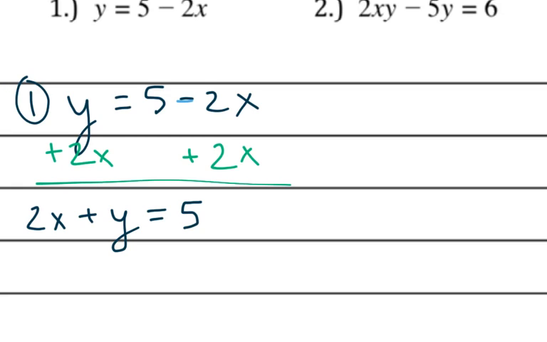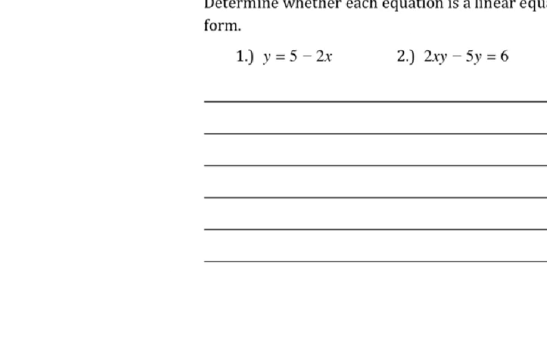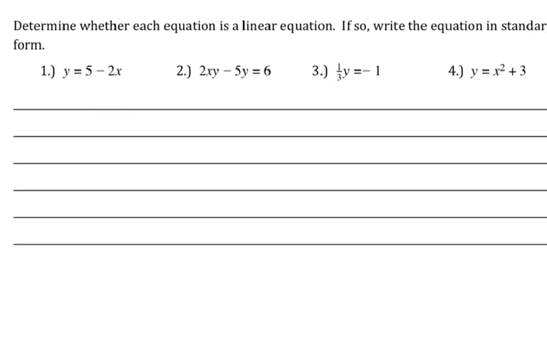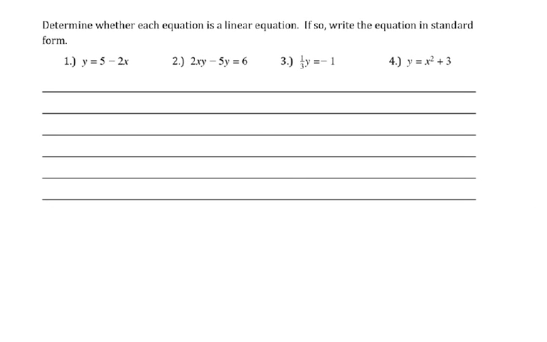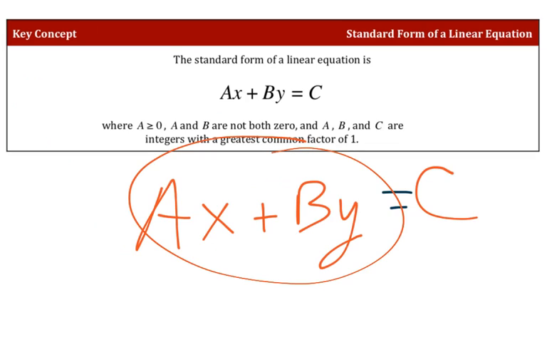Now, you have to say to yourself, well, we did start to change this, and the reason we started to change it is because the original problem instruction said, determine whether it's a linear equation. So I felt like, yes, it is. So if so, write it in standard form. So now that we're heading towards standard form, 2x plus y equals 5, let's look at our rules.